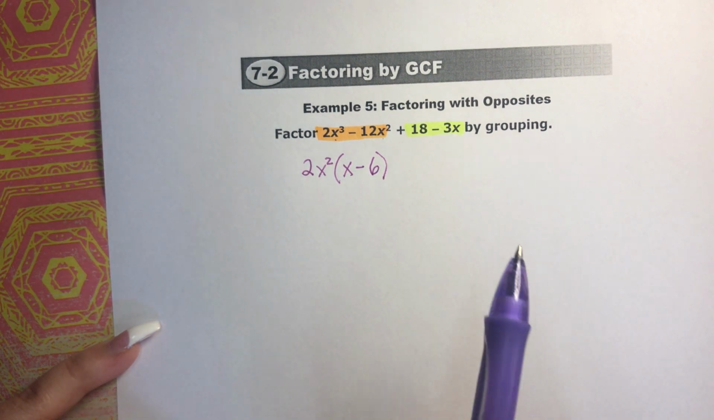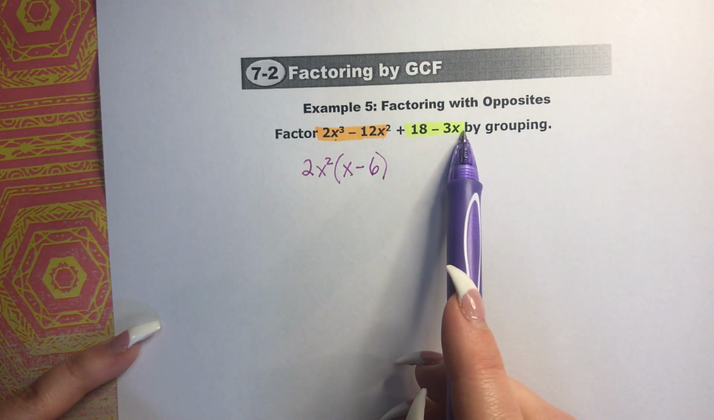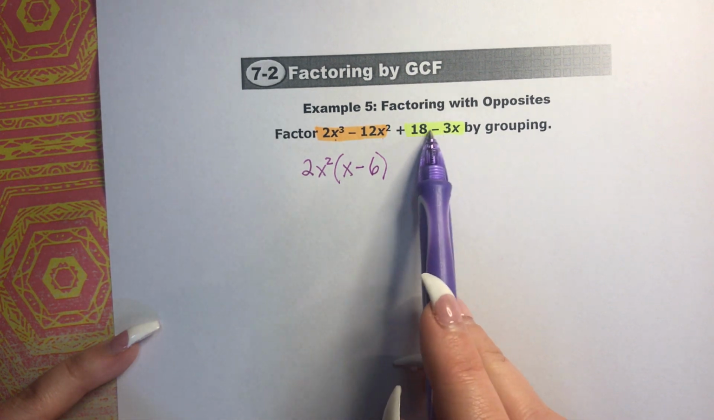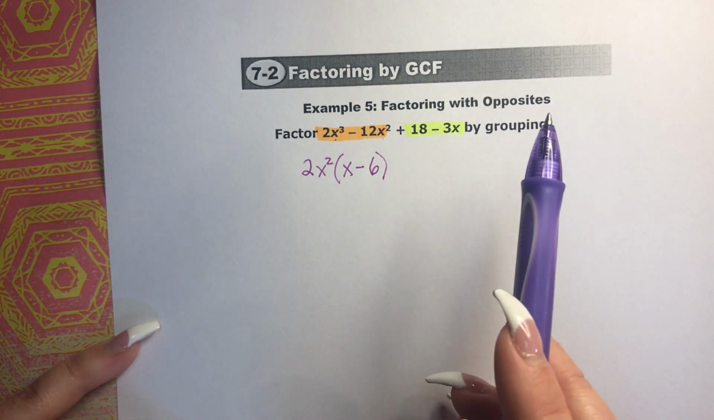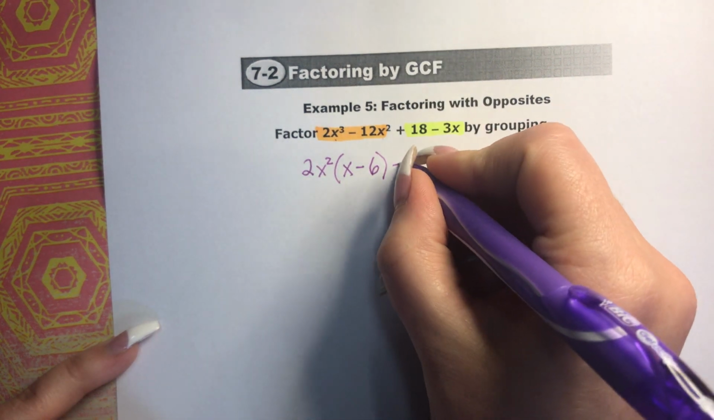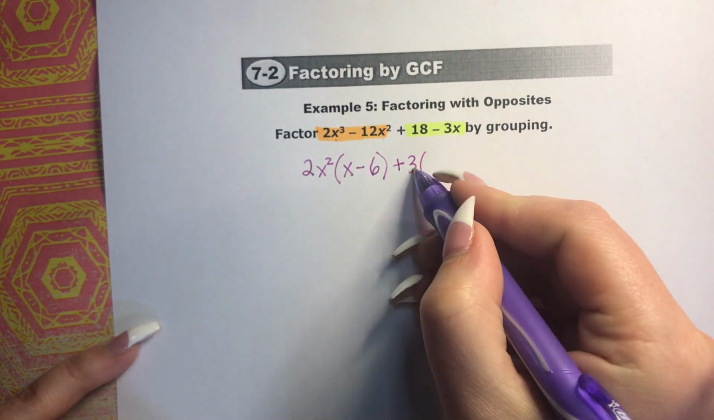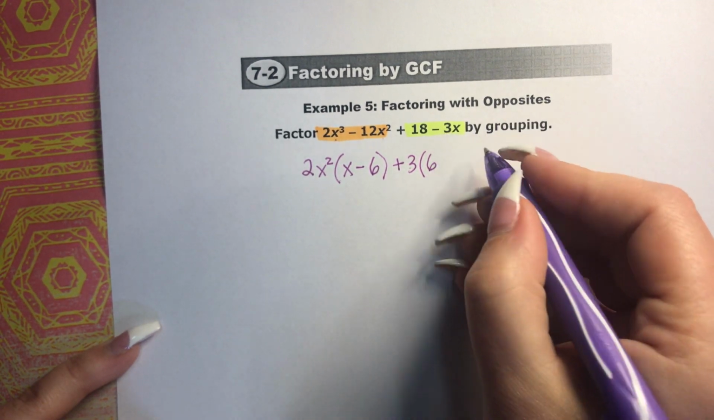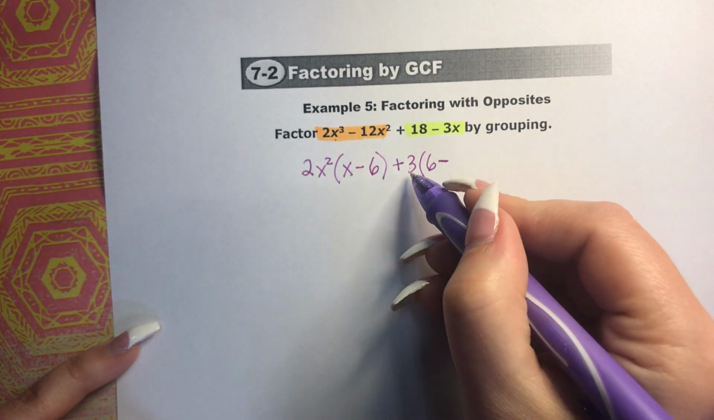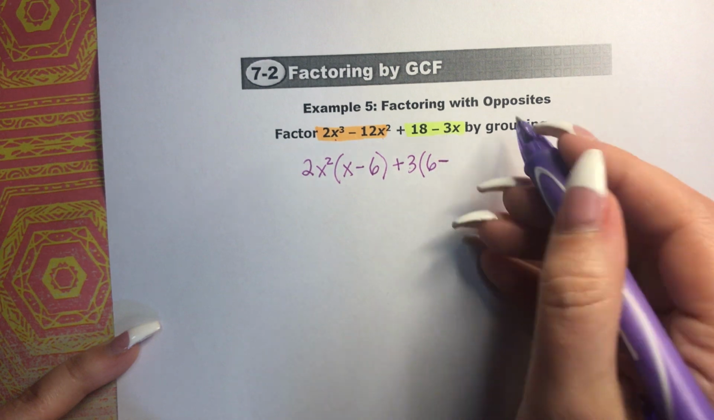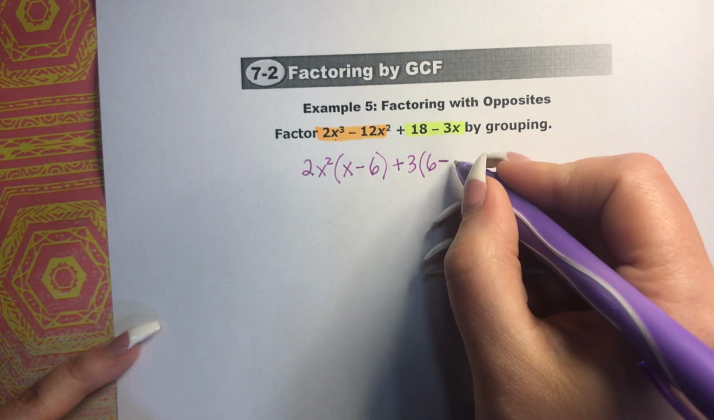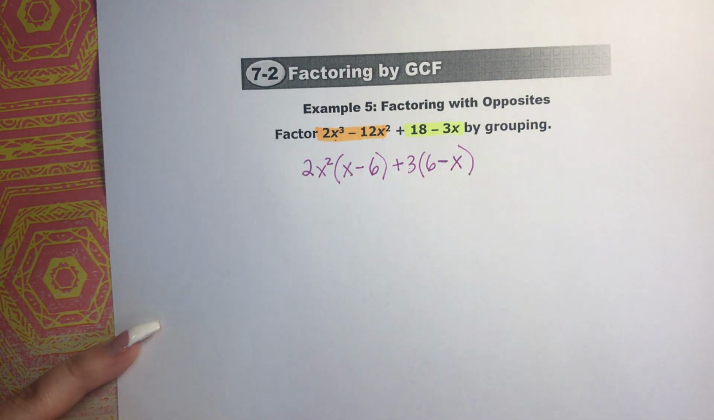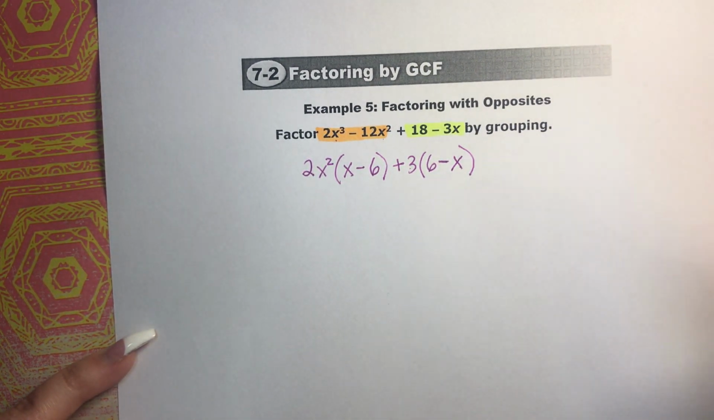And now we're going to go here. We're going to look at the numbers and then the letters, but this doesn't have a letter, so it's just going to be the numbers. What's the greatest common factor of 18 and 3? I'm going to say it's 3. So we're going to go plus 3. 3 times what is 18? It's 6. 3 times what is -3? We're going to need a negative. And then 3 times 1 is 3, but there we'll just put the x there. Okay, so there we have it.